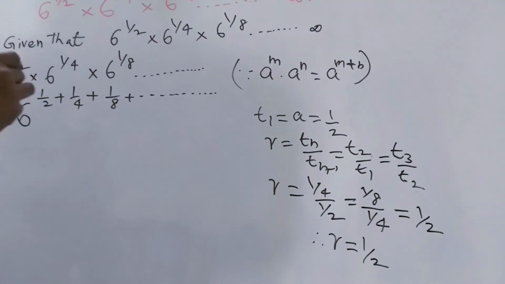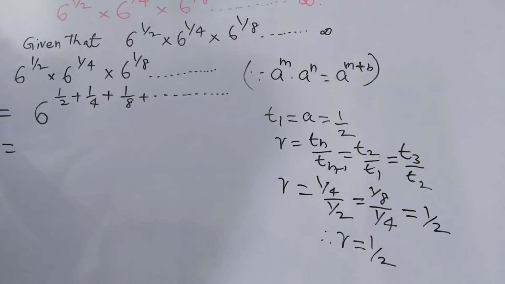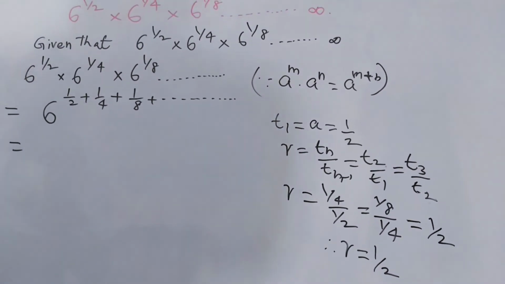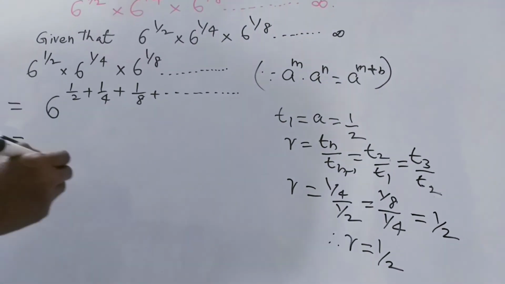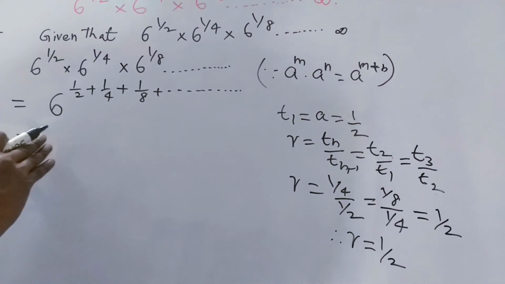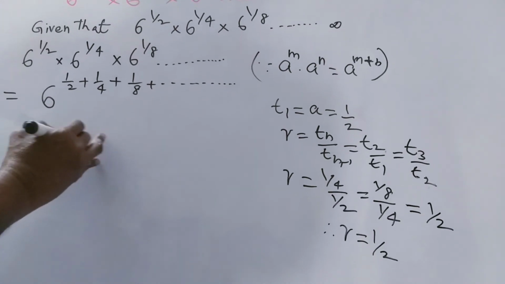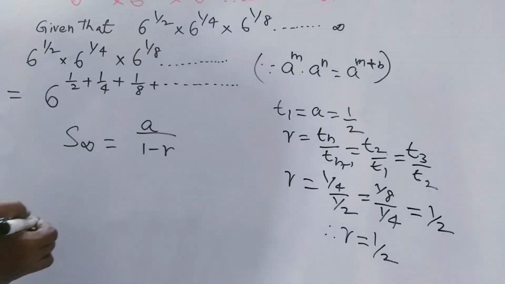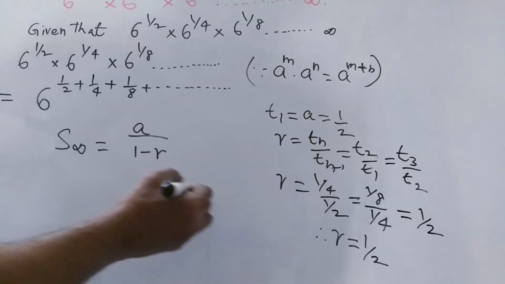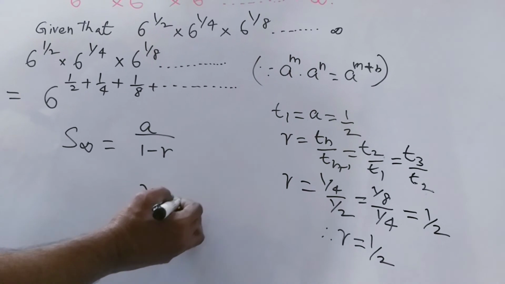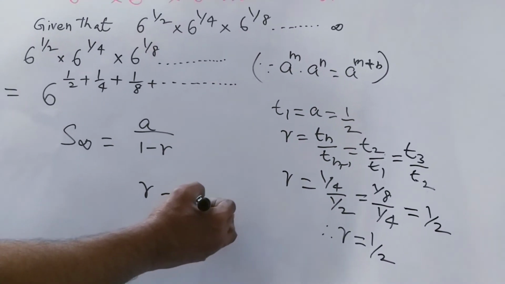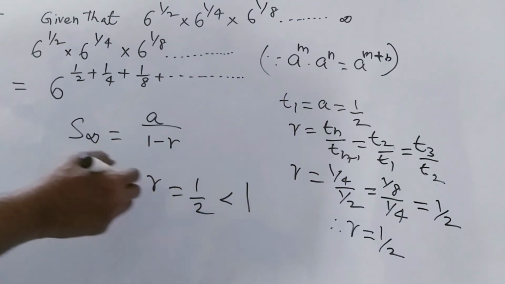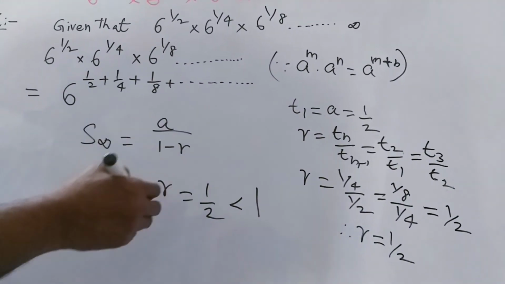Now we have to find the sum to infinity of the geometric progression. We know the formula, that is sum to infinity is equal to a by 1 minus r. Here r is equal to 1 by 2, which is less than 1, so the formula is applicable. S infinity is equal to a by 1 minus r.